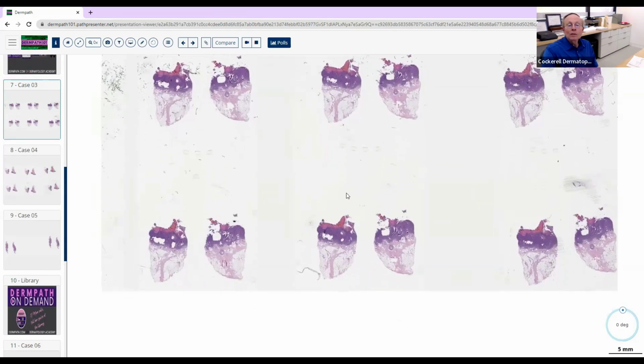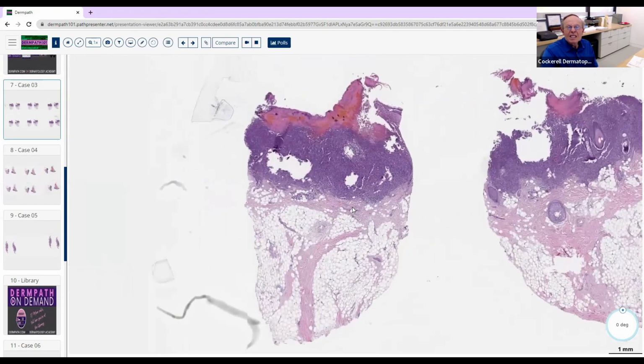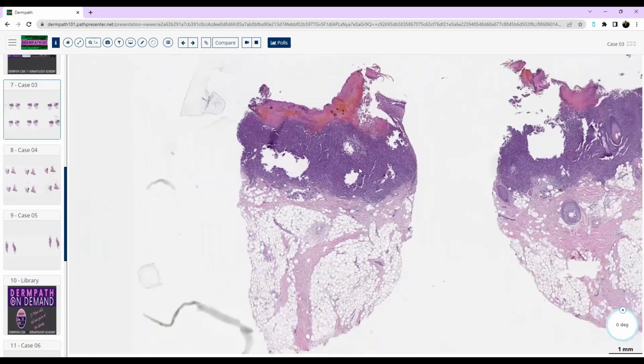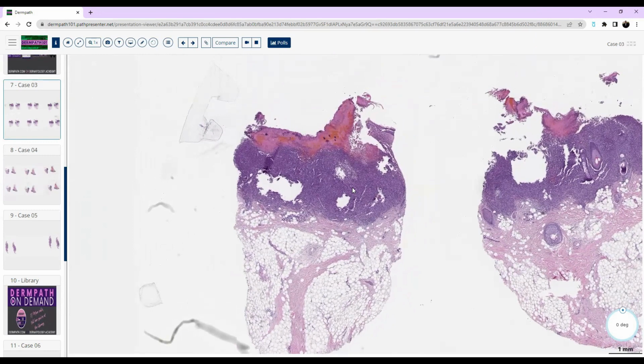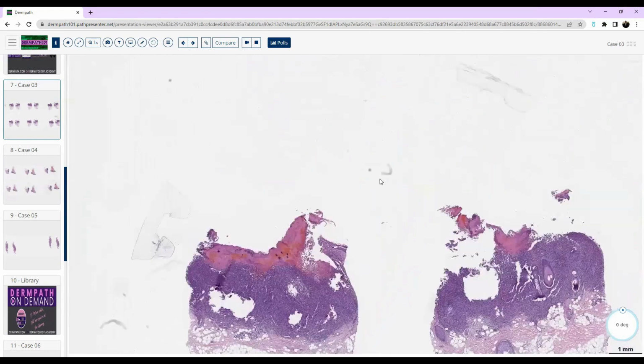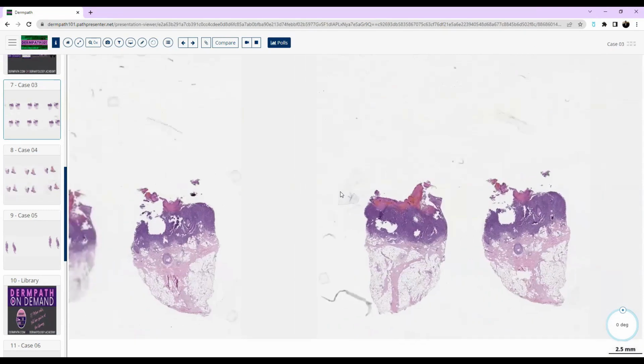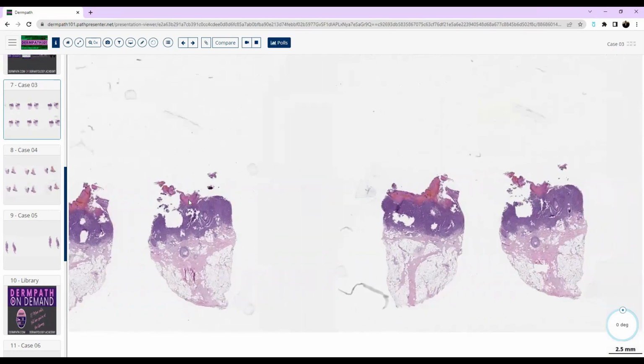Okay, why don't we go on to the next one? Good morning. I can do this one. Okay, great. So it looks like we have a punch down to the fat. Looks like there's some scale crust at the top and a very thick band of inflammation. Looks like interface dermatitis again, kind of obscures the junction between the dermis and the epidermis.